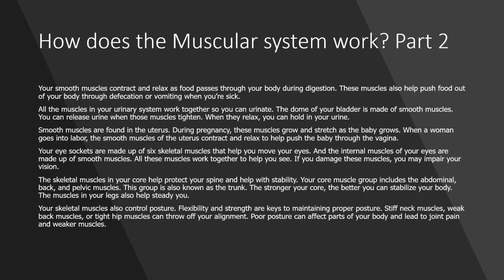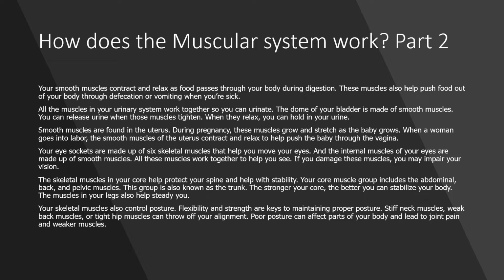Smooth muscles are found in the uterus during pregnancy. These muscles grow and stretch as the baby grows. When a woman goes into labor, the smooth muscles of the uterus contract and relax to help push the baby through the vagina.